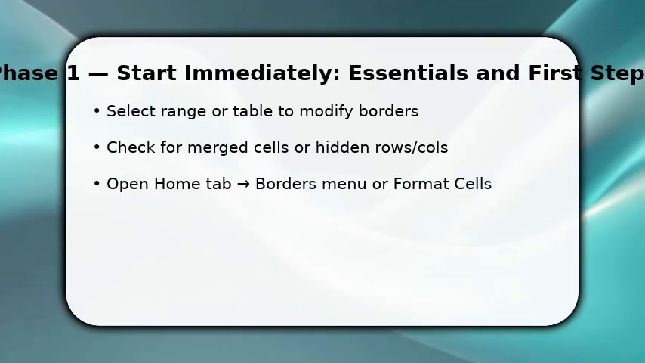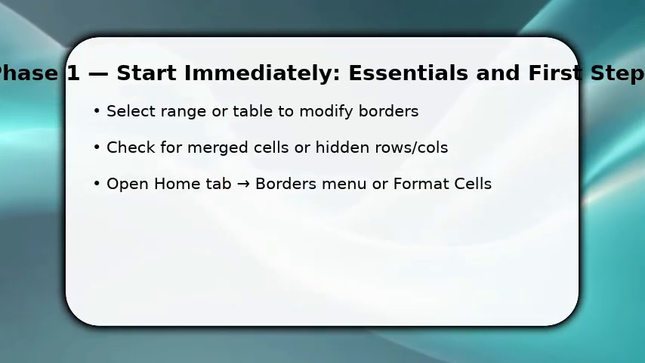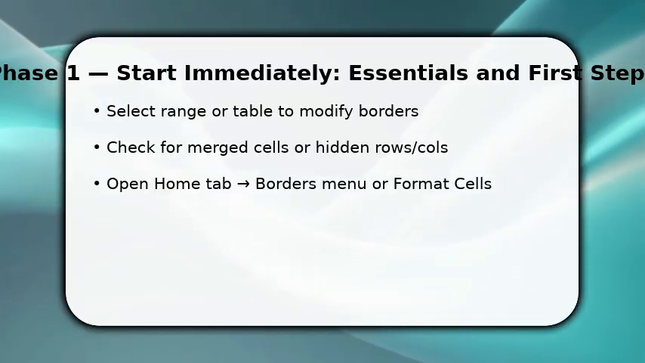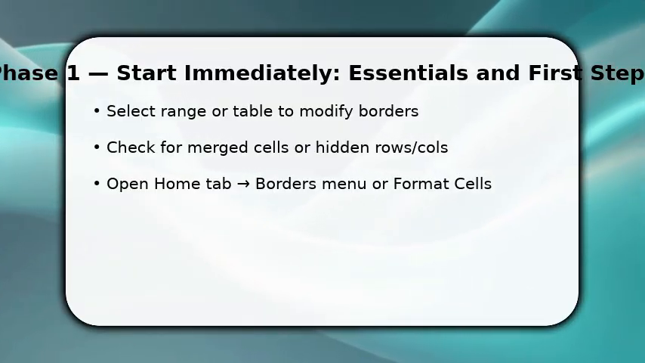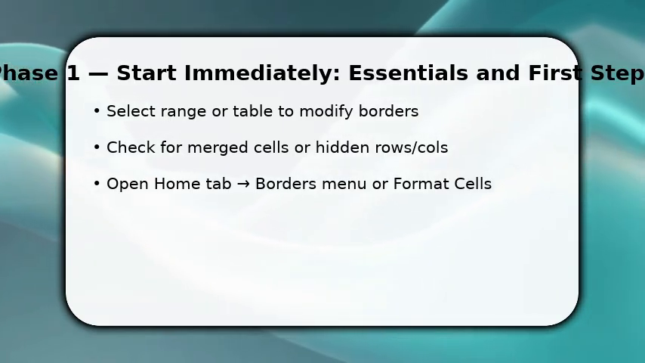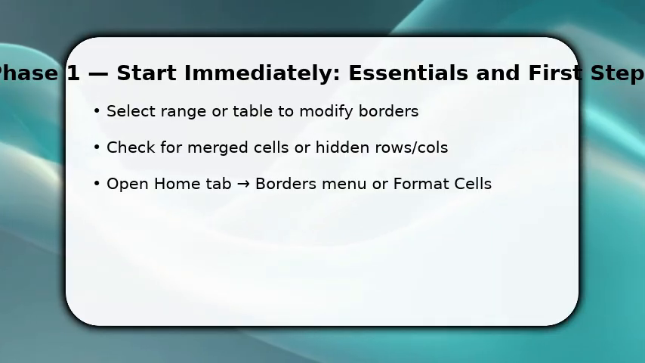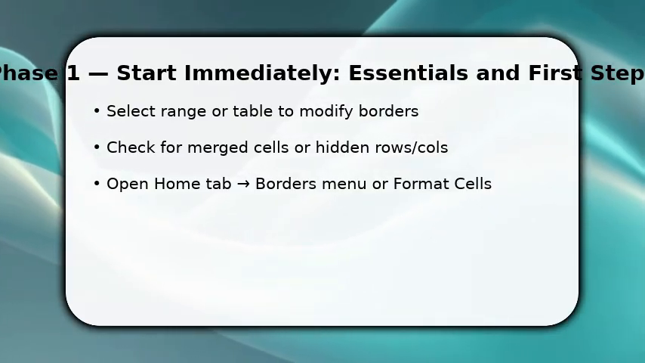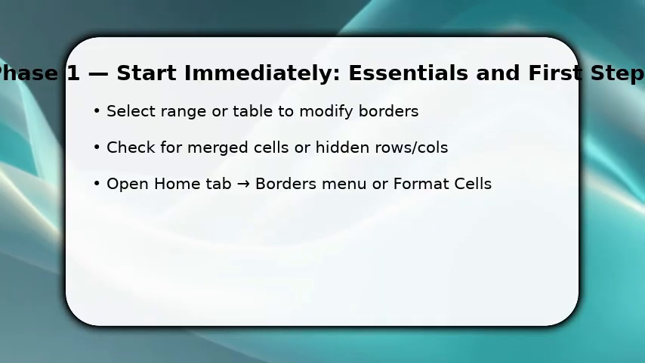Enjoy the video. You start by selecting the exact range that needs the border. Precision matters. Once done, inspect for merged cells or hidden rows because borders behave differently there. Next, open the Home tab and click the Borders menu, or press Ctrl+1 to open Format Cells for fine control.